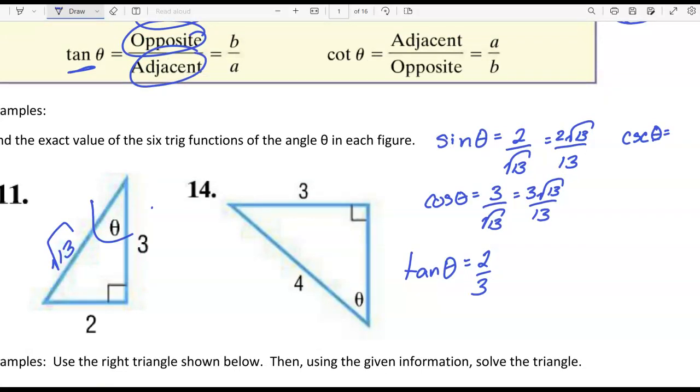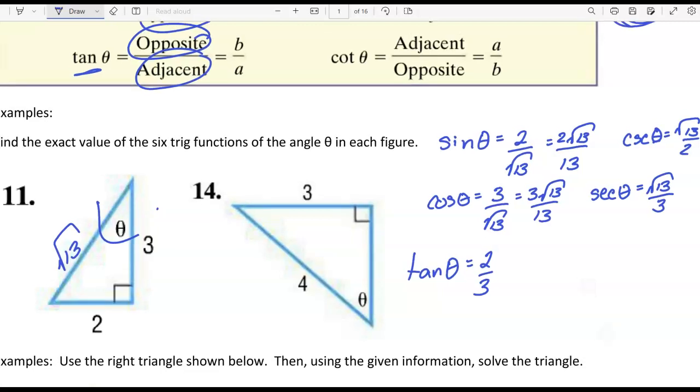Remember, cosecant is going to be 1 over sine. So it's going to be square root of 13 over 2. All I did was flip this guy. Secant is 1 over cosine. So if I flip that fraction here, I get square root of 13 over 3. And cotangent is 1 over tangent, which is going to give us a 3 over 2.